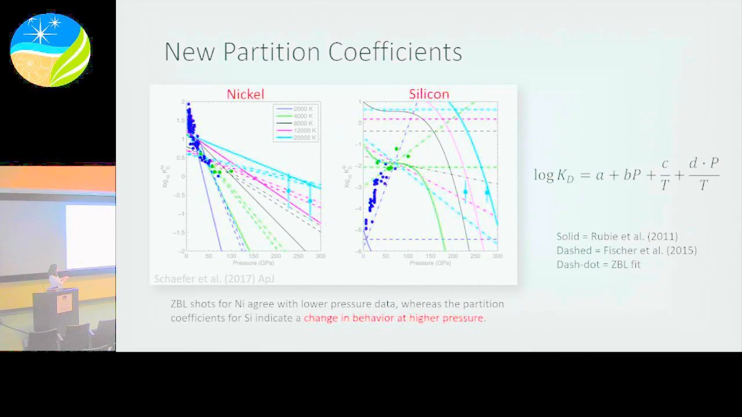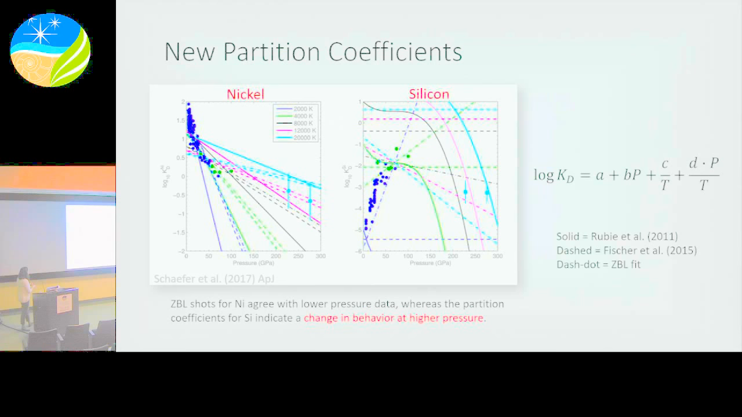data. Rebecca Fischer, on the other hand, found that the best fit that she found did not include any pressure dependence for silicon partitioning, only temperature dependence. So that gives us some very different results when we go to the modeling results. And then the ZBL fit, you can see, we have a positive slope at low temperatures, and then as we go up to higher temperatures, we eventually end up with a negative slope for this partition coefficient.